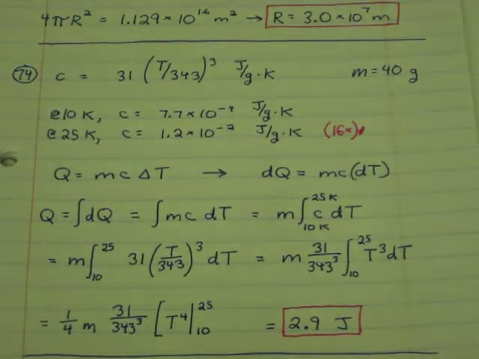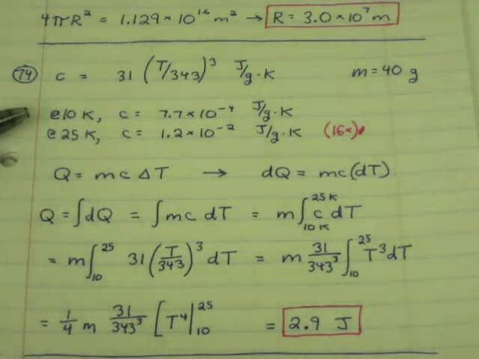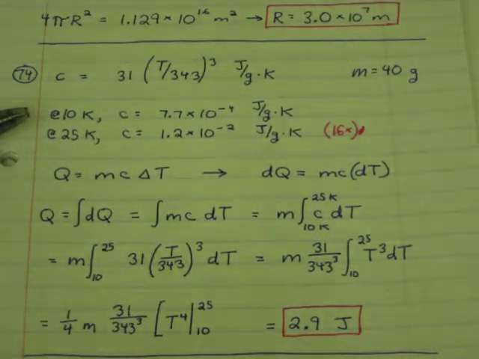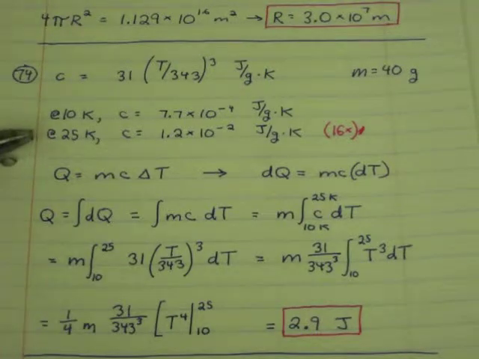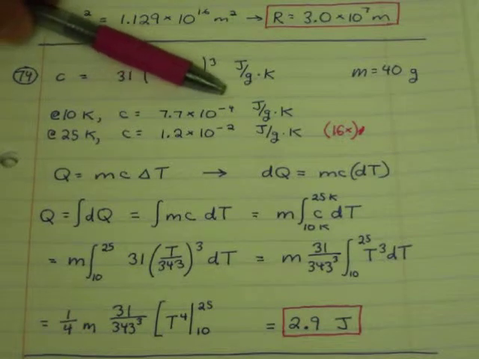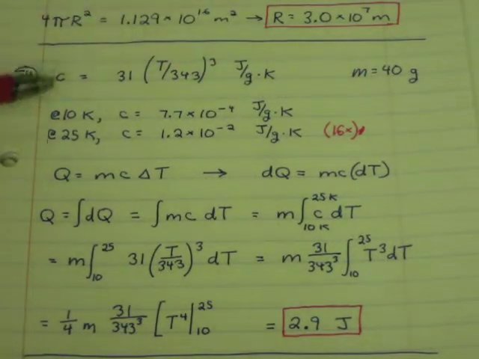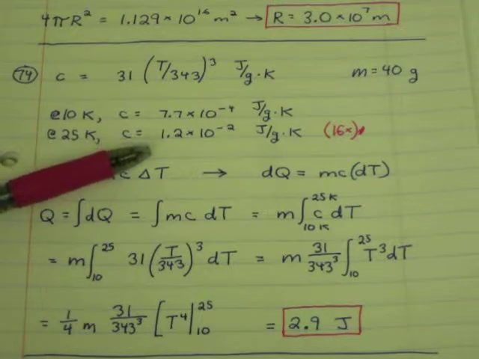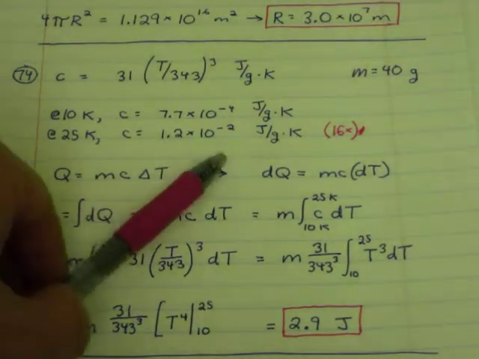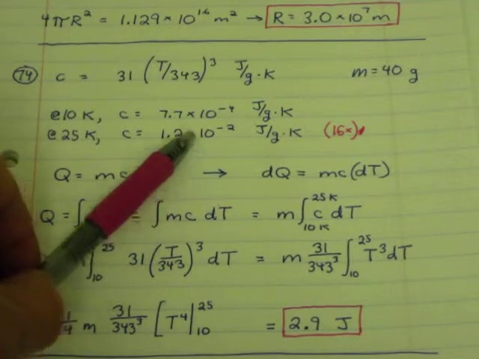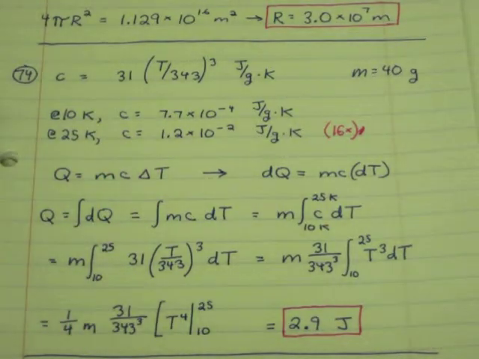to 25 Kelvin. Okay, just for fun, you don't need to do this part, but I wanted to calculate the specific heat at these different temperatures, at 10 Kelvin and 25 Kelvin. At 10 Kelvin, it's 7.7 times 10 to the negative 4 joules per gram Kelvin. At 25 Kelvin, it's gone up a great amount, 1.2 times 10 to the negative 2, which is about 16 times what it is here. So we're definitely dealing with a changing specific heat.